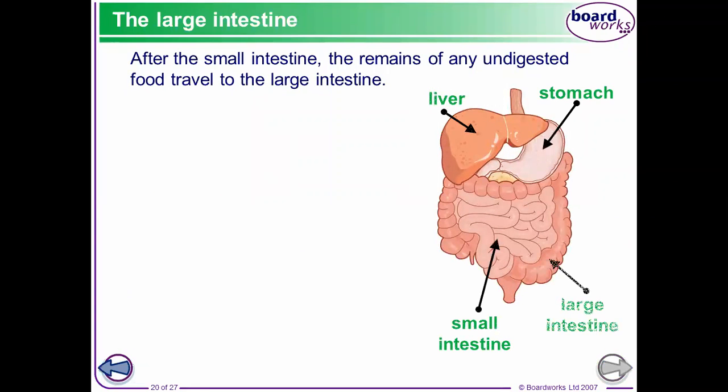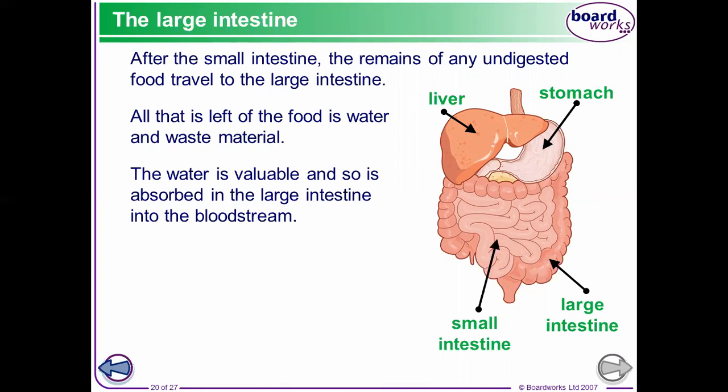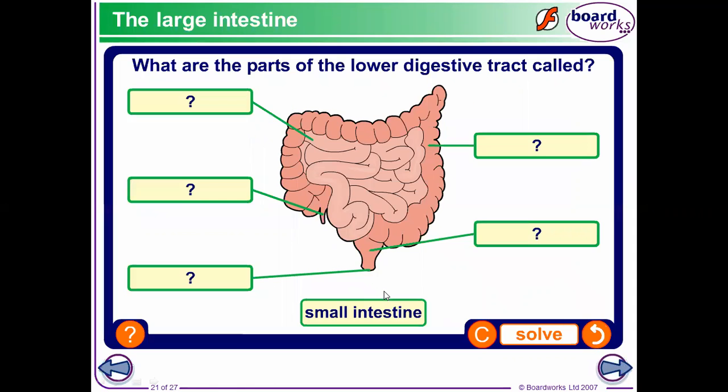After the small intestine, the remains of any undigested food travel to the large intestine. All that is left of the food is water and waste material. The water is valuable and so it is absorbed in the large intestine, but most of the water is absorbed in the small intestine, and the excess water is absorbed in the large intestine. The waste material cannot be digested or used by the body, and undigested waste travels to the rectum where it is stored until leaving the body through the anus.